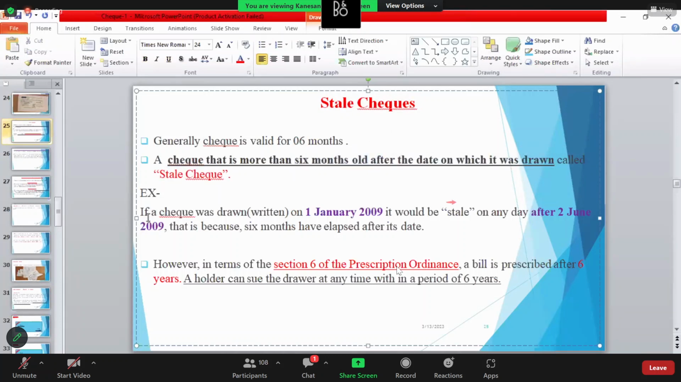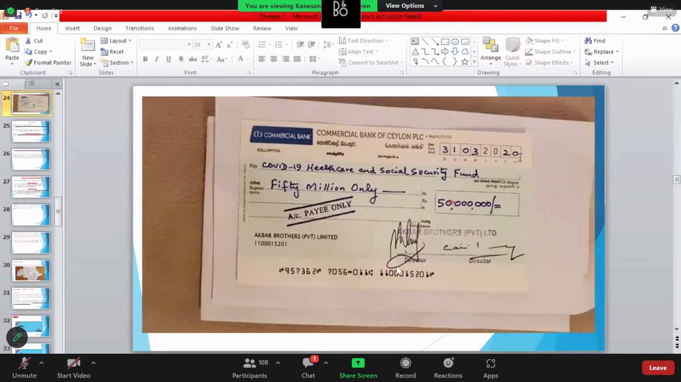See the example. If a check was drawn or written on 1st of January 2009, when the check was written on January 1st, it would be stale when it expires, on any day after 2nd June 2009. See the check, you can see the date of the check, right? Here the check date is mentioned. What is the date? 2020 March 31st, right? 2020 March 31st.